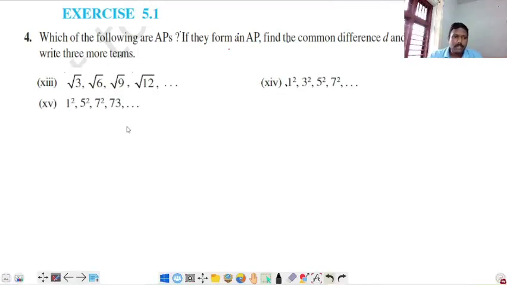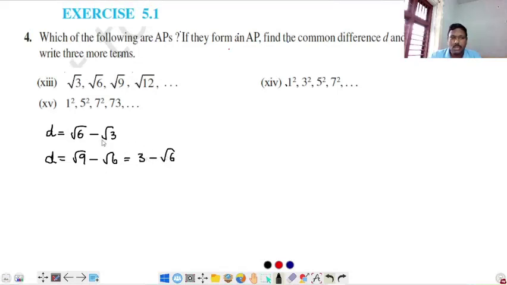Now question number 13. In question number 13 we can find the common difference. D is equal to second term minus first term. What is it? √6 minus √3. √6 minus √3 is an irrational number, so we can keep it like that. Now the next common difference will be √9 minus √6, that is equal to 3 minus √6. See, both are not equal. From here itself we can understand both are not equal, so this does not form an AP.